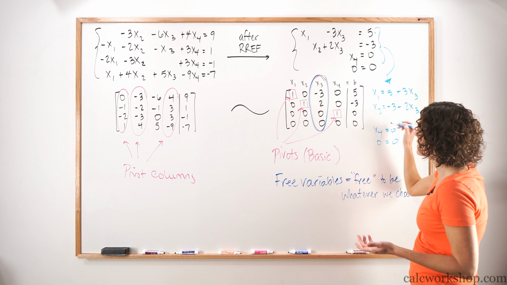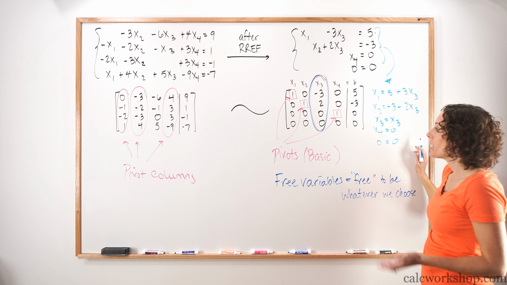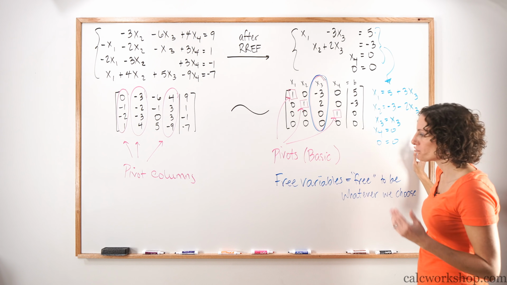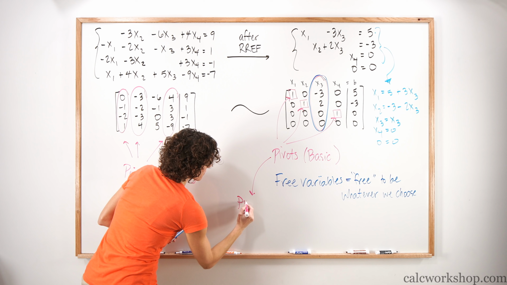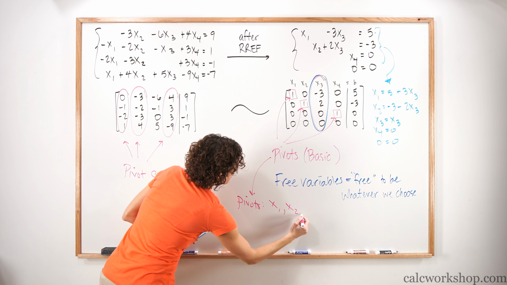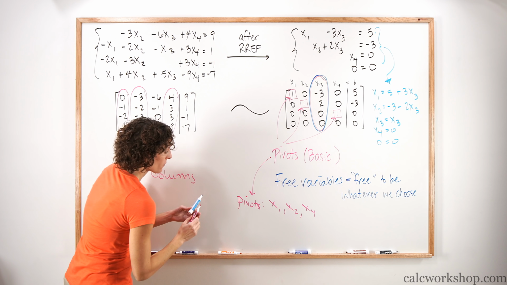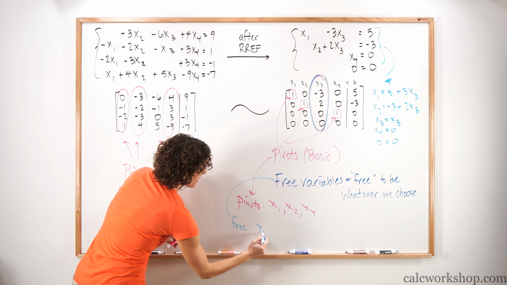We didn't have a pivot. That means x sub 3 is itself. It can be anything we want it to be. So once again, our pivots for this specific question are x sub 1, x sub 2, and x sub 4. Our free variable is x sub 3.